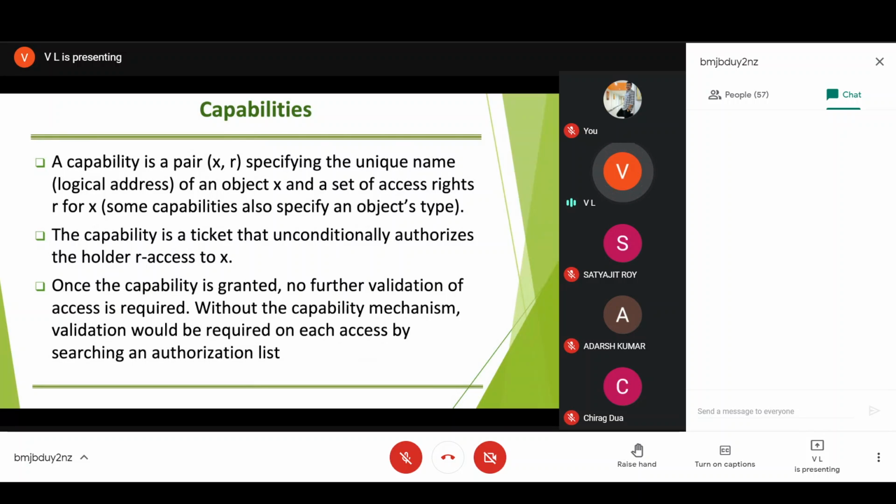Now, a capability would be like this: this is an object, and these are the access rights for that object. It is a kind of a ticket that will be passed on to the subject. And if the subject holds a ticket, then he gets these rights, whatever is specified in that capability. So one good part about this is that the rights can be delegated very easily to other objects. Once the capability has been granted, no further validation of access is required.